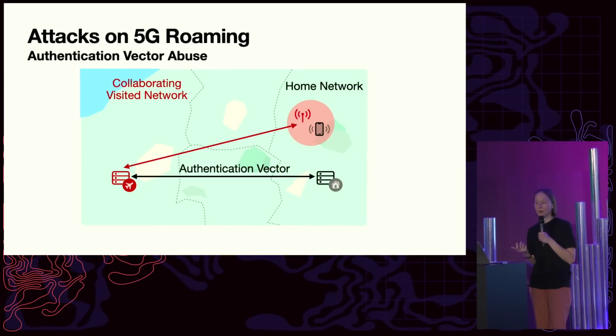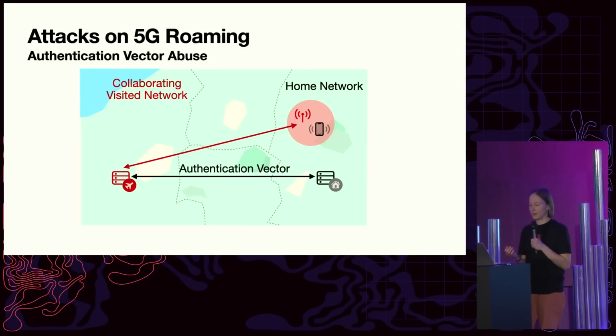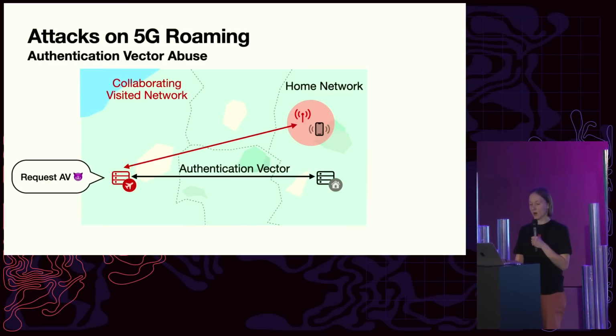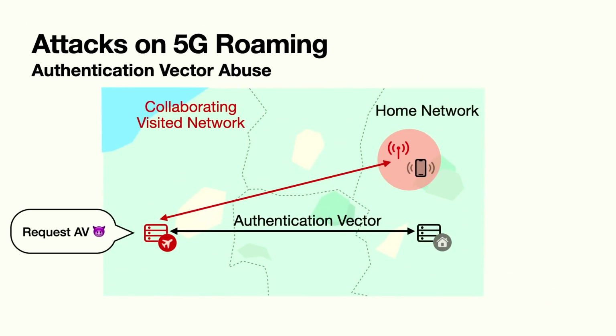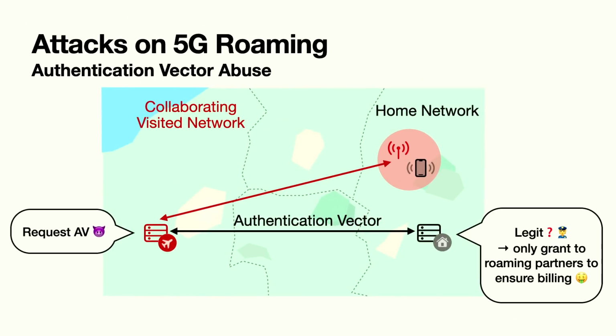And if we want to perform this attack, there's also always this visited network, which wrongfully requests the authentication vector. The home network has to check if such a request is legitimate and only grants this authentication request to roaming partners to ensure the billing.